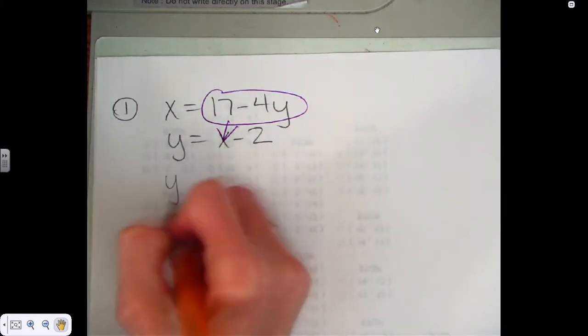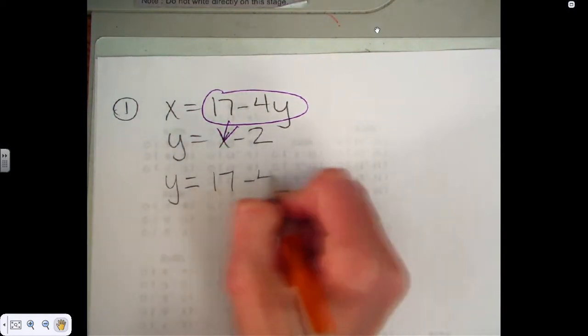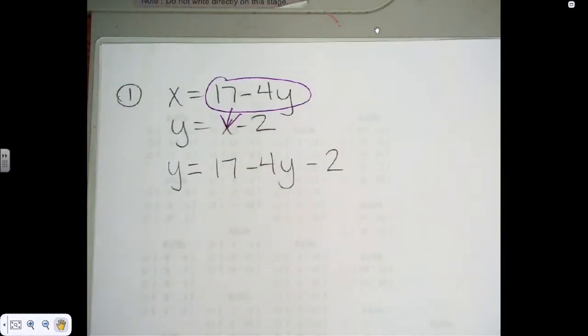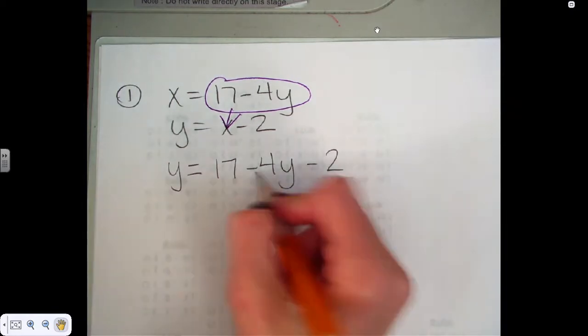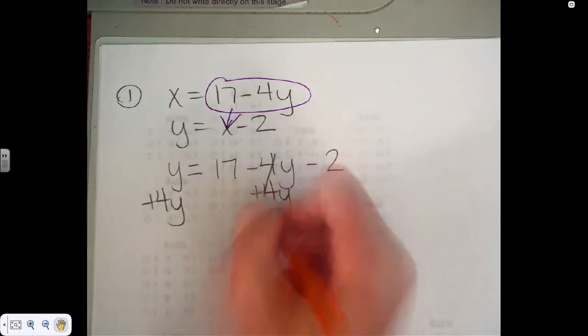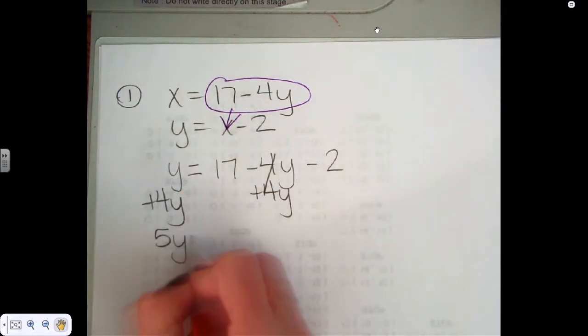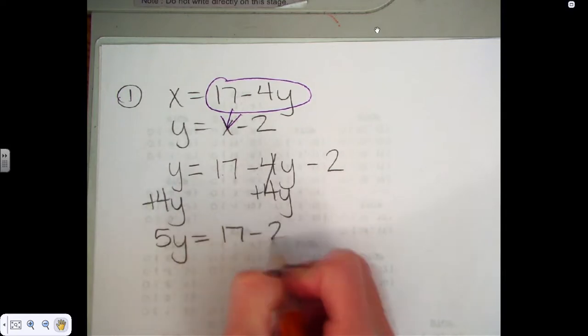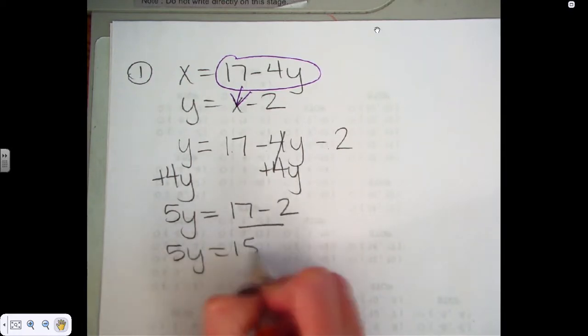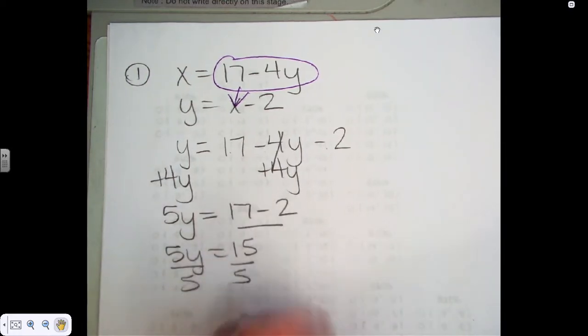So what that gives me is y is equal to 17 minus 4y minus 2. Now, this is just a multi-step equation, and you need to combine variables, move things over. So I want to get rid of the 4y and move it over to this side. That gives me 5y is equal to 17 minus 2. Make sure you carry over the negative. Now, when you combine, you get 5y is equal to 15. One-step equation. So y is 3.